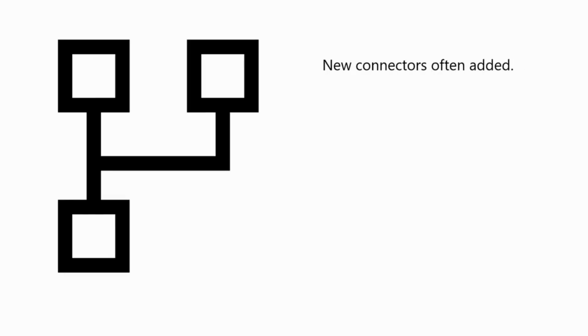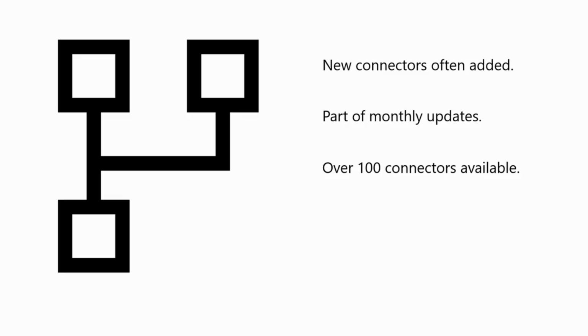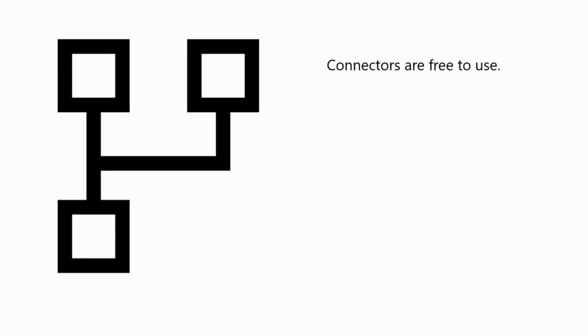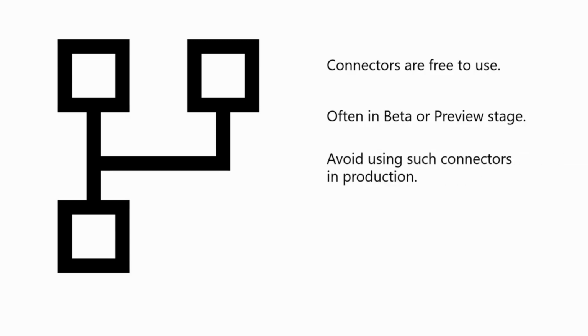Microsoft frequently adds new data connectors to its desktop and services platforms. It typically releases at least 1 or 2 new connectors every month as part of the regular Power BI update. This has resulted in Power BI having a vast collection of over 100 data connectors available. Files, databases, and web services are the most used sources. All Power BI connectors are free to use, but they might be marked as beta or preview depending on their development stage. Any data source marked as beta or preview has limited support and functionality, so don't make use of it in production environments.